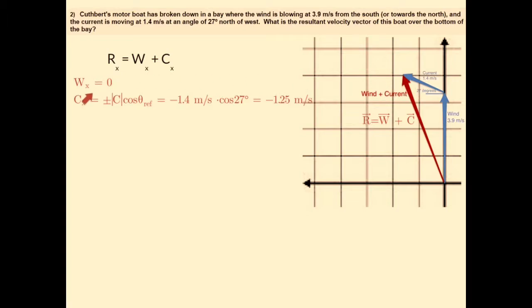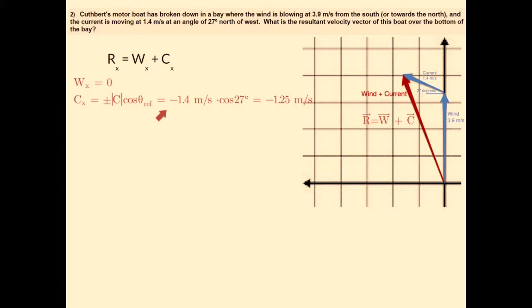W sub x, or the x component of the wind vector, is 0, since the wind vector is totally towards the north and has no horizontal component at all. The x component of the current vector is plus or minus the magnitude of the current, which is 1.4 meters per second, times the cosine of the reference angle, where theta ref is the 27 degrees north of west.